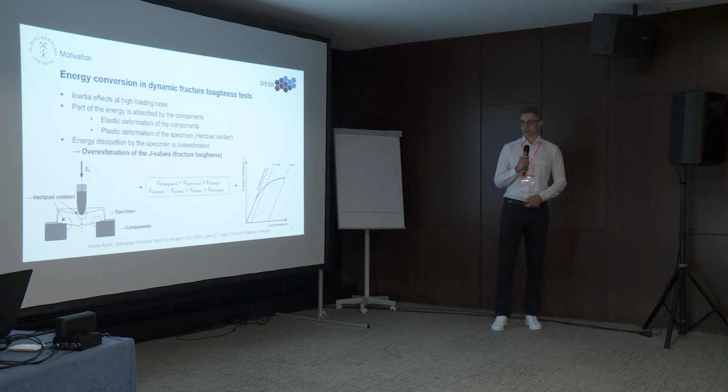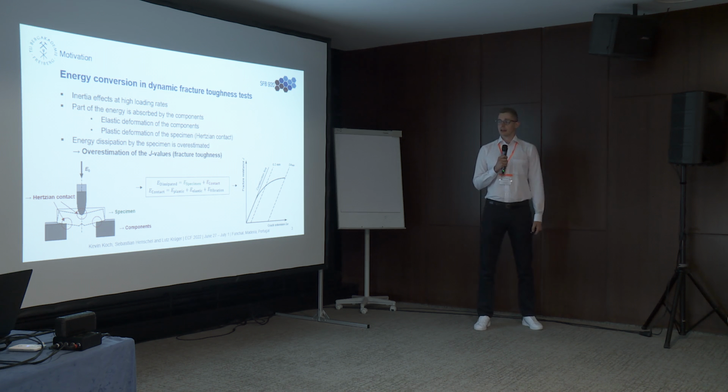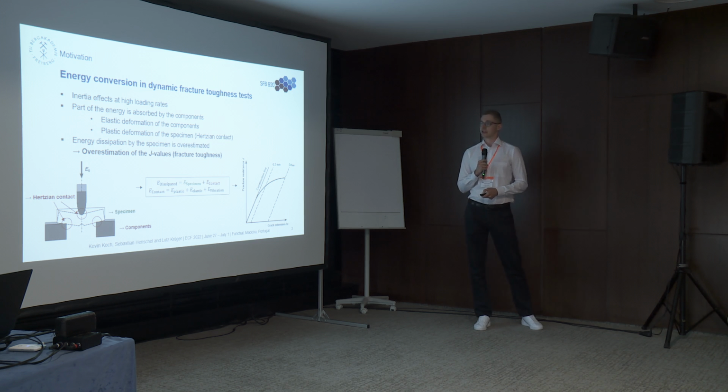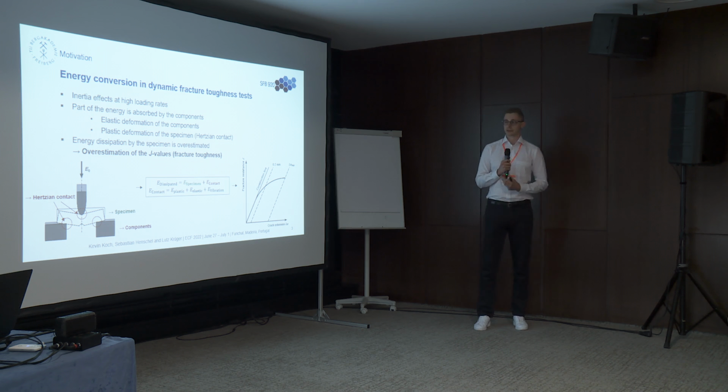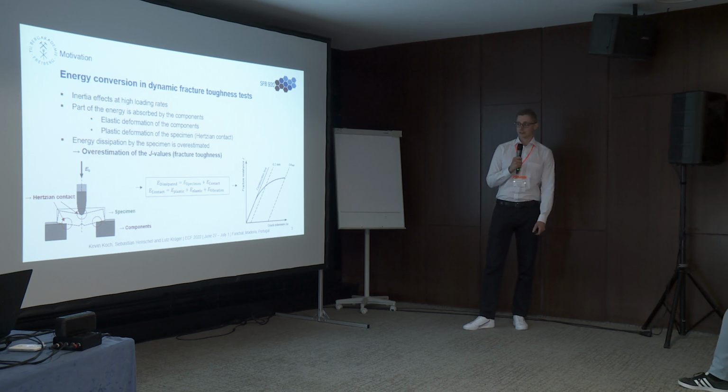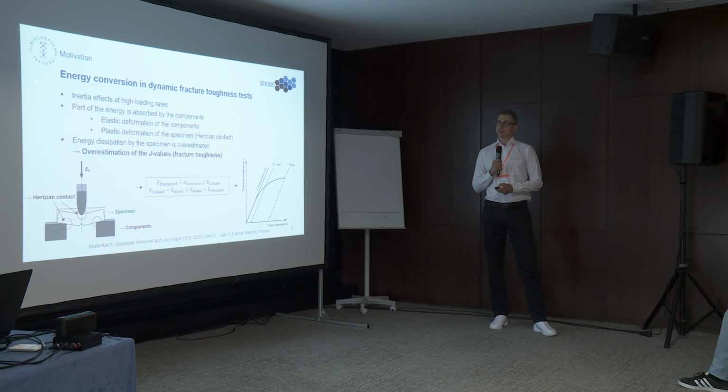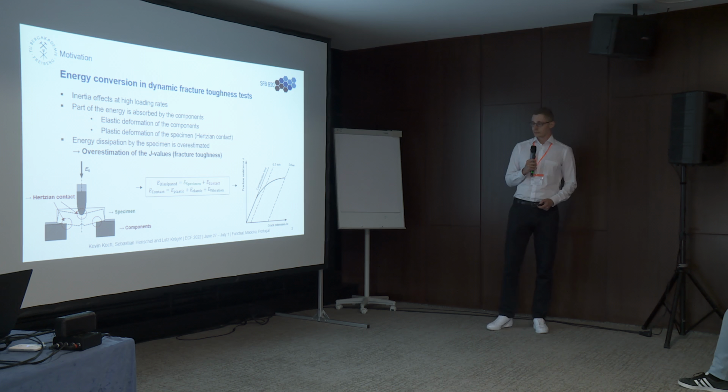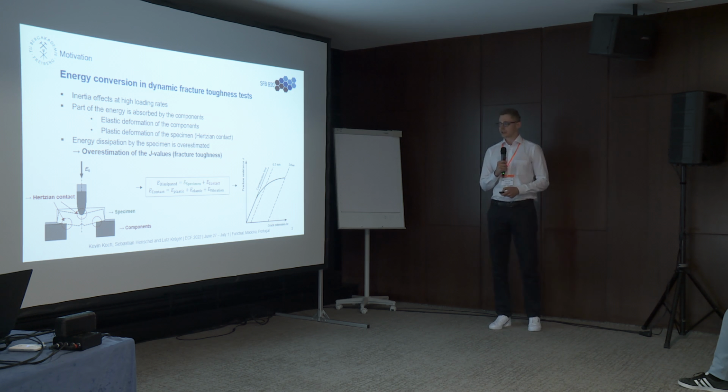Another reason for energy losses can be the plastic deformations in the Hertzian contact between the sample and the tup, or the sample and the support. And this has to be considered when calculating the dissipated energy in the test. Otherwise, the energy dissipation by the specimen is overestimated, which can lead to an overestimation of the J values which are needed for the fracture toughness calculation. Well, this is known for years.